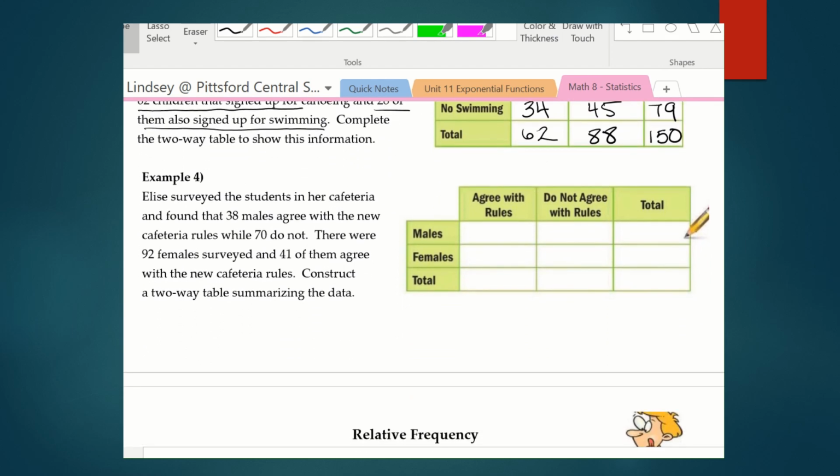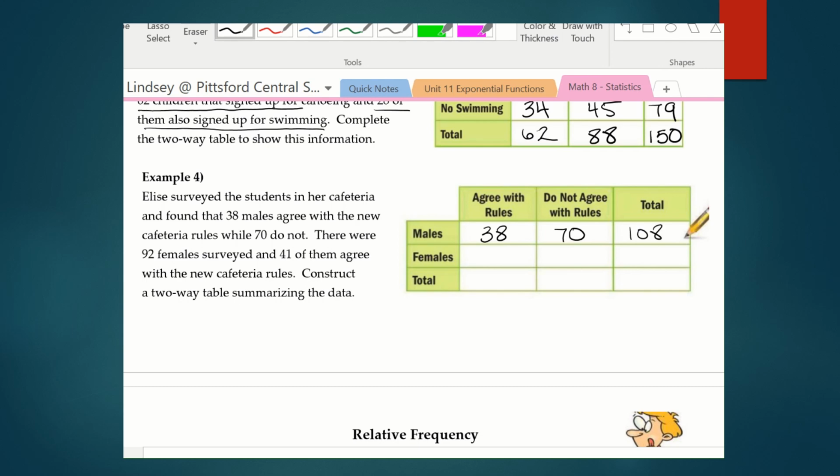Elise surveyed the students in her cafeteria and found that 38 males agree with the new cafeteria rules, while 70 do not. Okie dokie. So some of the categories we have here are males versus females, agreeing with rules, not agreeing with rules, and our totals. So 38 males agree with the new cafeteria rules, and 70 of the males do not agree with the rules. 38 do. That gives me 108 total males surveyed.